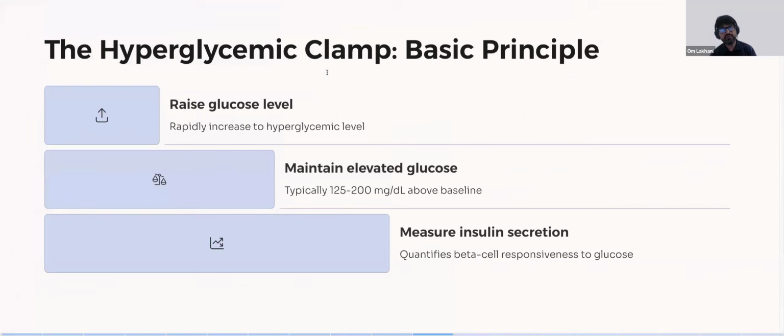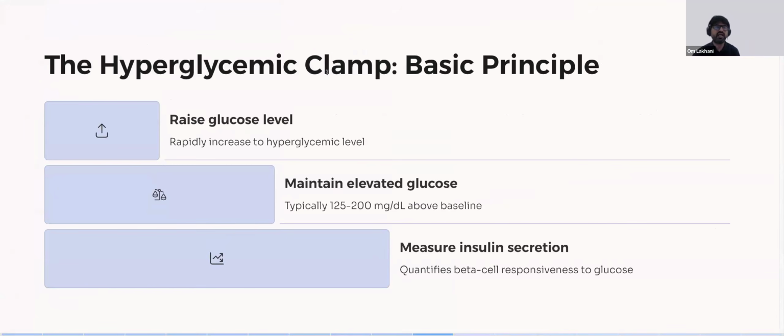Okay. And then we had the second clamp study, which is the hyperglycemic clamp, right? Which is the other aspect of the clamp. So remember, the euglycemic clamp was for insulin resistance. The hyperglycemic clamp is mainly for looking at the beta cell function. So if you want to measure the beta cell function, the gold standard is the hyperglycemic clamp.